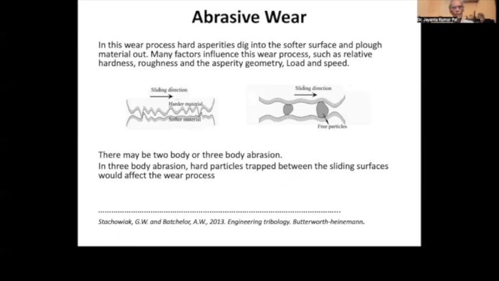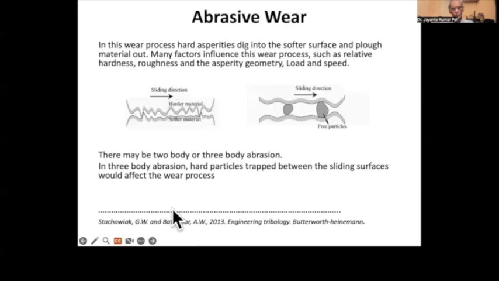Now here again, as we were talking about two body and three body, if it is simply one hard asperity rubbing against a soft metal, then it is a two body abrasion. But if there are two surfaces and hard asperities are trapped between the two, then it is a three body abrasion. Now, a lot of discussion has been carried out by Stachowiak and Batchelor in their book, and we can see that three body abrasion can also be very dangerous at times.